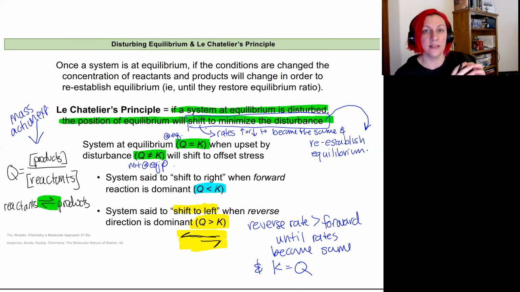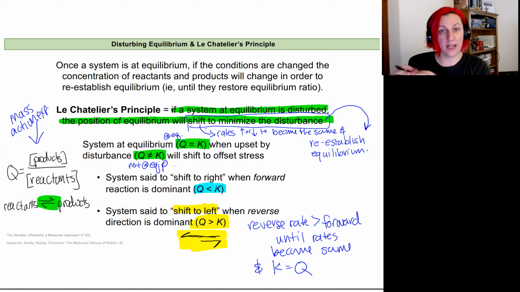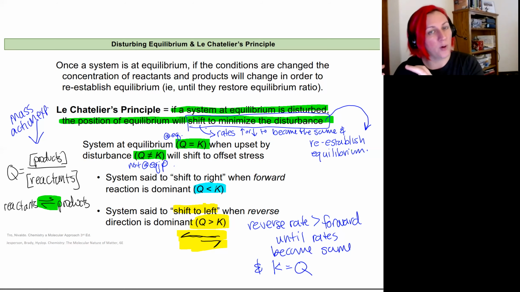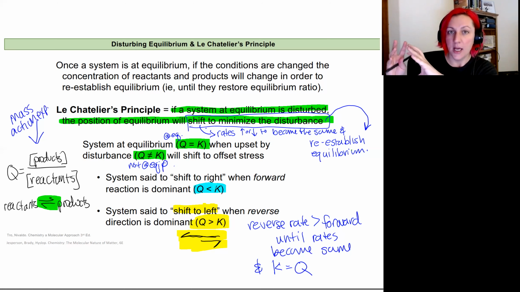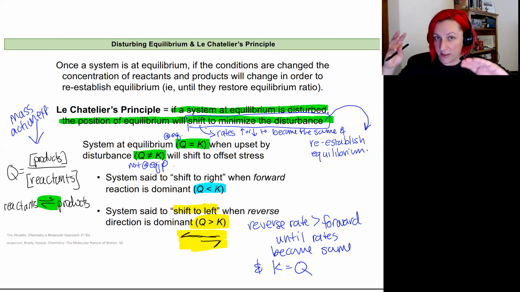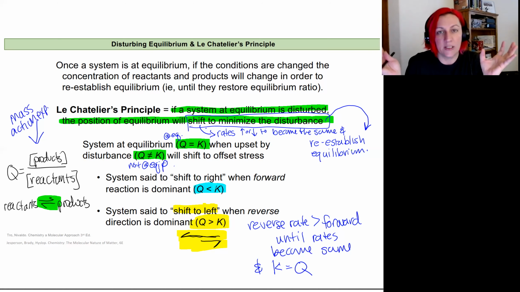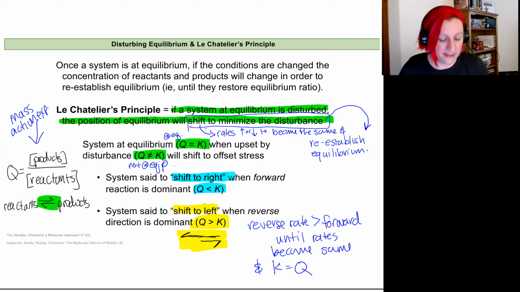And that really means that we have more reactants than we had products when our ratio of products to reactants was at equilibrium. And so it's kind of like we need to make more products. We need to take some of these reactants that we have and convert them into products more than we're converting products into reactants. That way we have this net shift to increase the products to get back that balance that is equilibrium. And so we call this shifting to the right, and it's when the forward reaction is dominant.